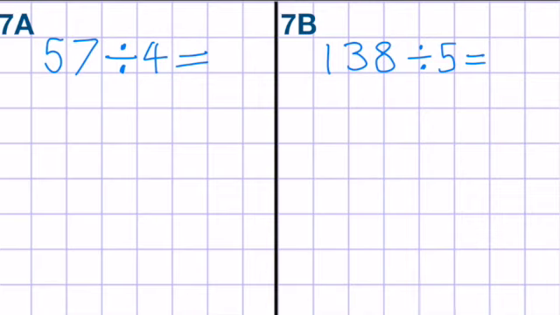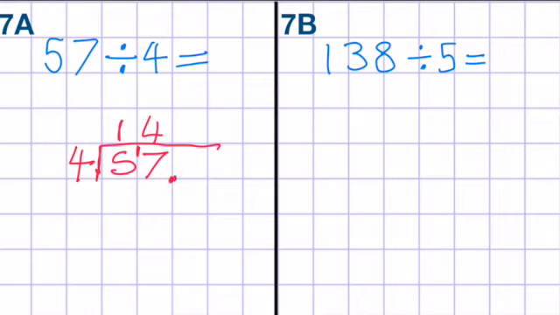Okay, you're going to do these divisions and you're going to give the remainder as a decimal. Press pause, then we'll do it together. Okay, so 57 divided by 4. 4 goes into 5 once with 1 remainder. 4 goes into 17 4 times because 4 times 4 is 16. So that is 4 into 17 4 times with 1 remainder.